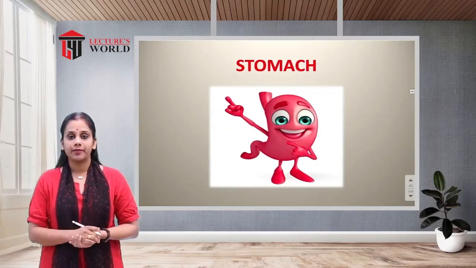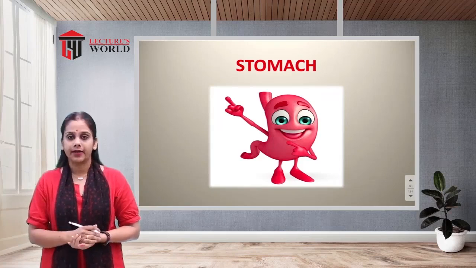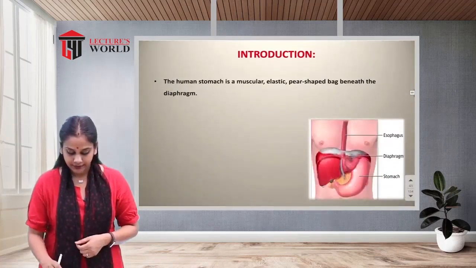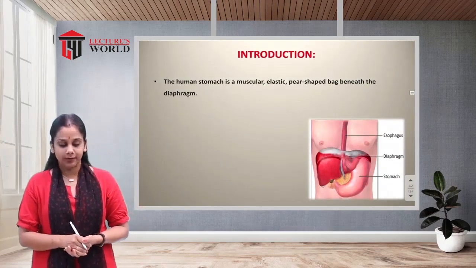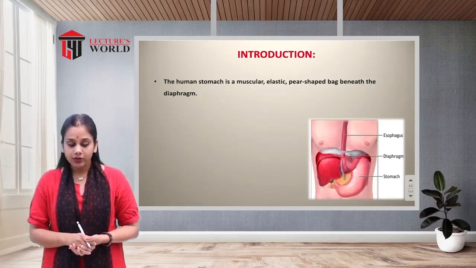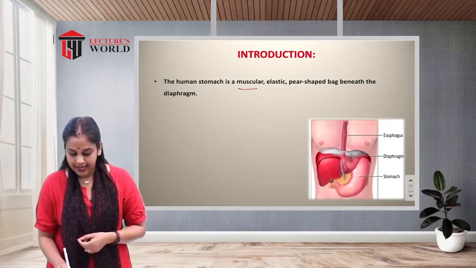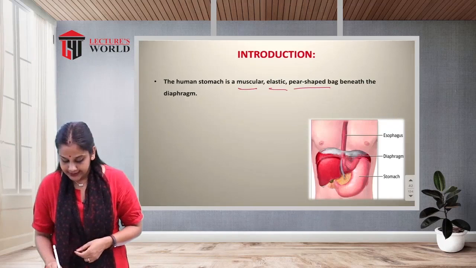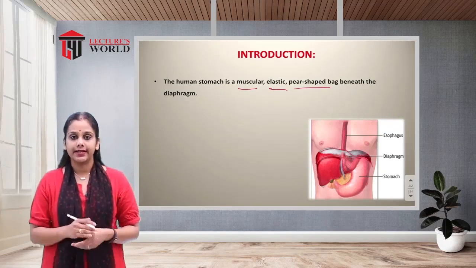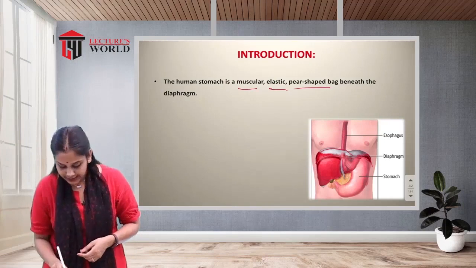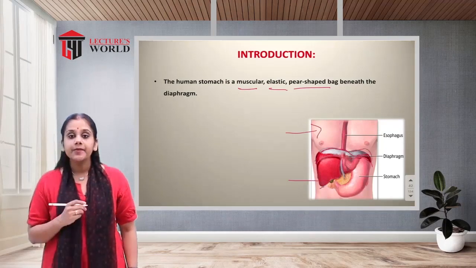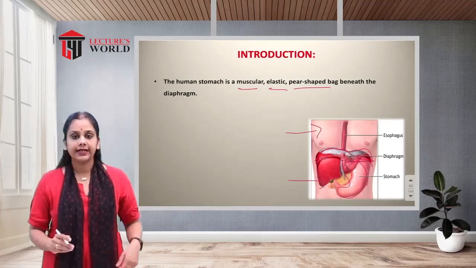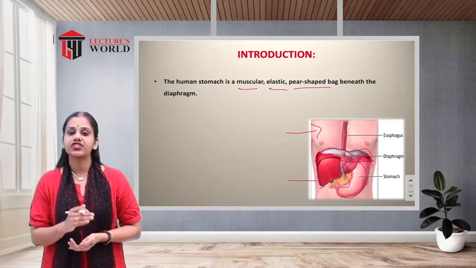Now we will see the next topic: after the esophagus there is the stomach. Now we will see about the stomach. First we will see the introduction of the stomach. The human stomach is a muscular, elastic, pear-shaped bag beneath the diaphragm. You can see this is the diaphragm. It is a muscular layer that separates two areas, chest and abdomen. So the stomach is located beneath the diaphragm and it is a muscular, elastic and pear-shaped bag.